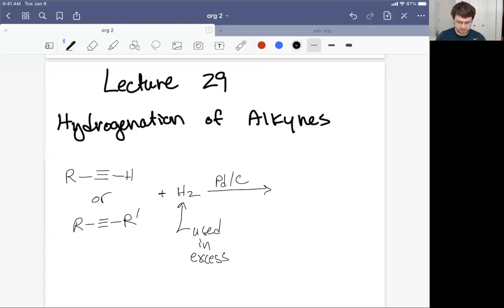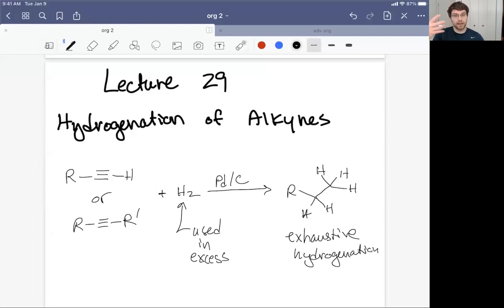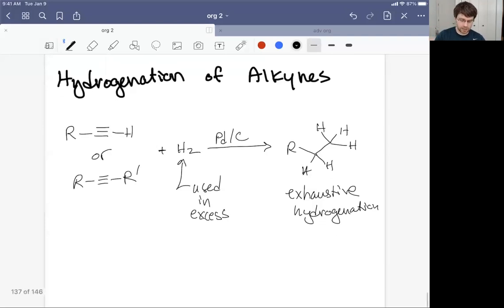Okay, so if we have palladium on carbon, our usual catalyst for this type of reaction, what we're going to get is what's called exhaustive hydrogenation, where all of the pi bonds are converted into carbon-hydrogen sigma bonds. And so we could call this exhaustive hydrogenation. And so again, the alkyne is like 2 alkenes. Both of the extra bonds do a typical alkene reaction. In this case, it was hydrogenation, and we could use deuterium and tritium gas to accomplish the same thing.